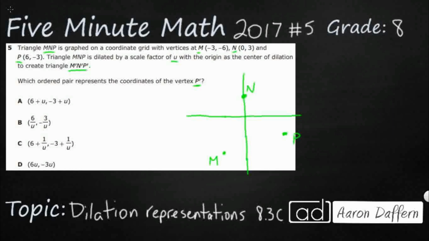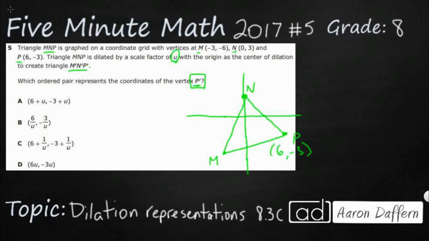So if I were to draw this triangle, we've got the origin as the center, and we're going to dilate it. And we are going to dilate it by a scale factor of U. So that's the question. What happens with that U? And really specifically, we're looking at P prime. So we're looking at this P right here, which is 6, -3. What do we do with that? Well, let's look at our 4 options.